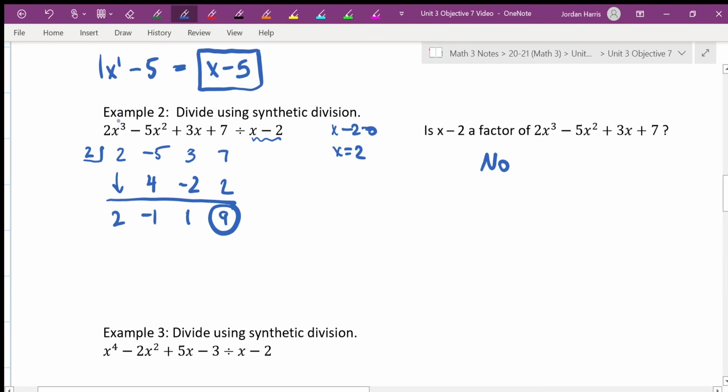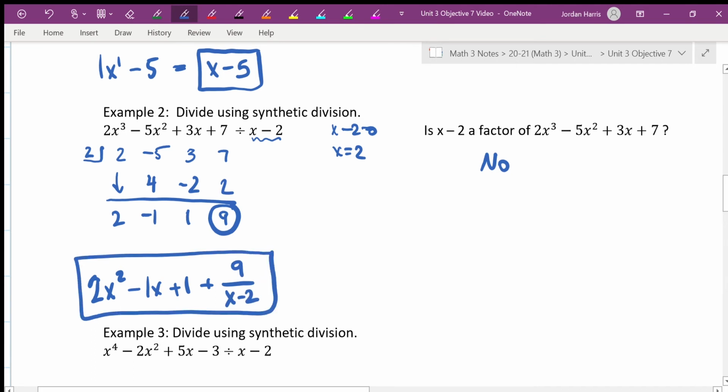So remember, we take the exponent. So it's going to be x squared, because we go down one exponent, and then these are the coefficients, the numbers in front. 2x squared minus 1x plus 1 plus, we actually have a remainder now, so we have to know how to write it. If you remember from division problems, the remainder you put over the thing you divide. So in this case, we divided by x minus 2, so it's 9 over x minus 2. And that's our answer. Not a very nice answer, because when we divide, it wasn't a factor, so it looks kind of gross. Okay.